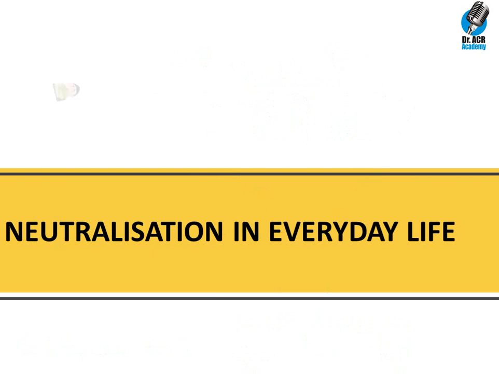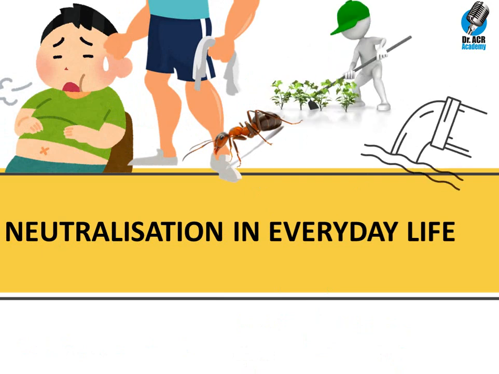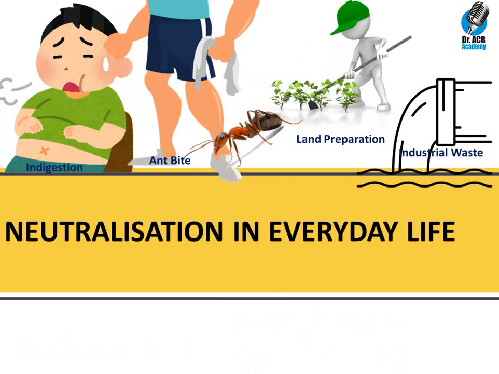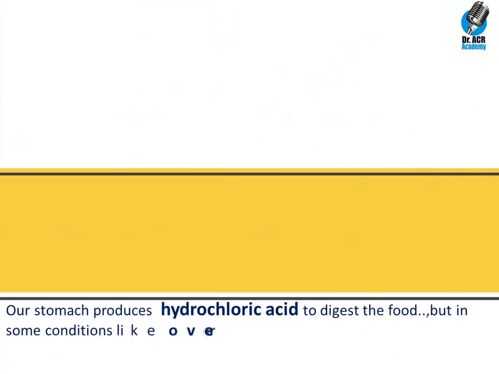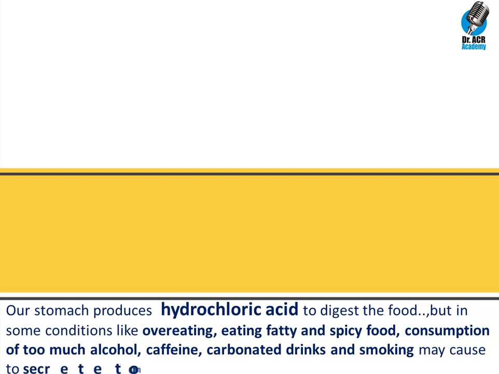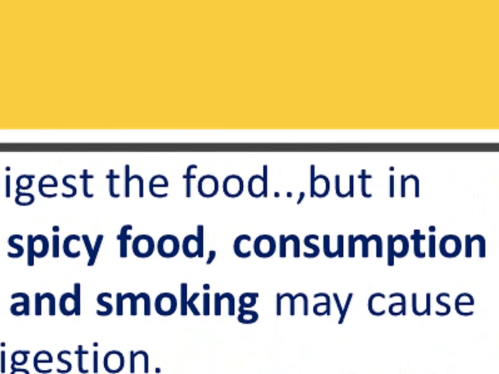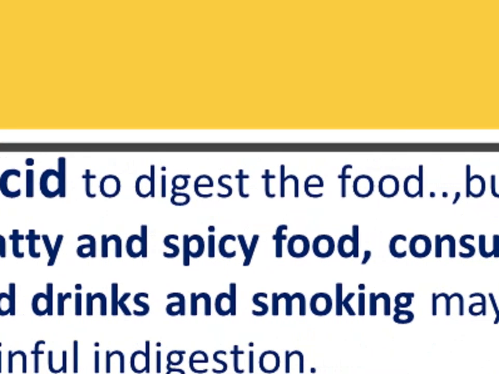Neutralization in daily life: in digestion, ant bite, land or soil preparation and industrial waste. Our stomach produces hydrochloric acid to digest the food, but in some conditions like overeating, eating fatty and spicy food, consuming too much alcohol, caffeine, carbonated drinks and smoking may cause it to secrete too much acid that leads to painful indigestion.